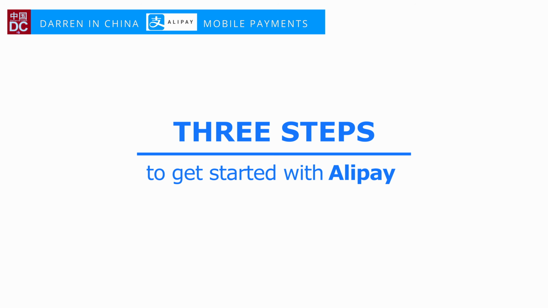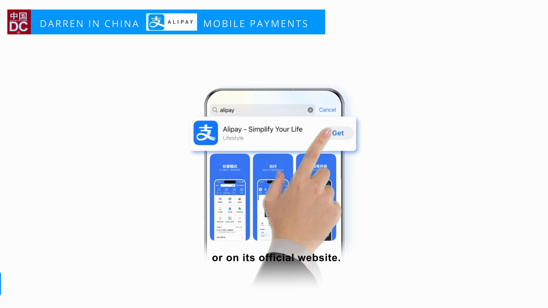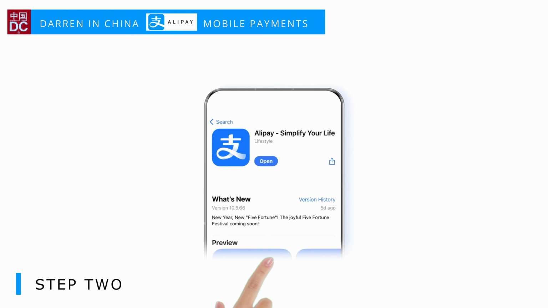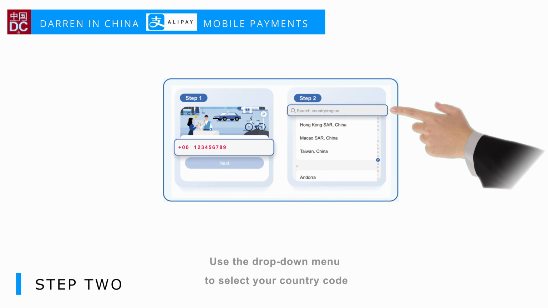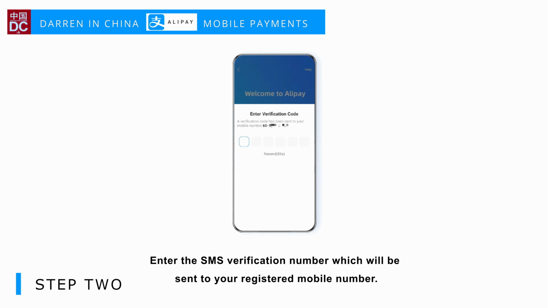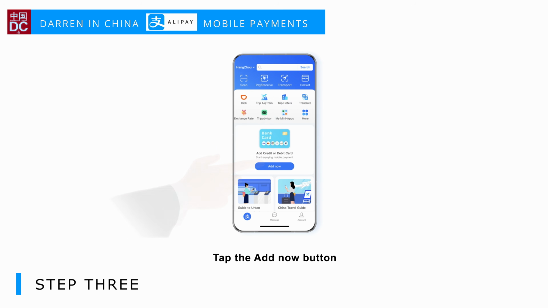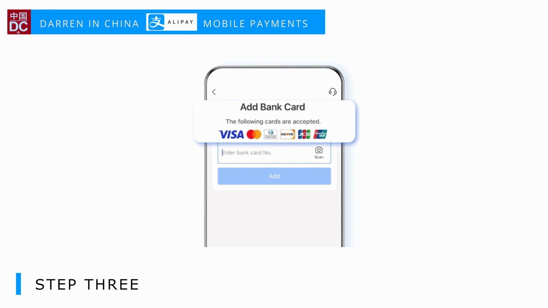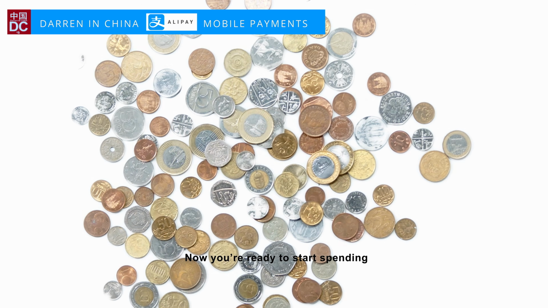3 steps to get started with Alipay. Step 1. Search to download Alipay in the App Store or on its official website. Step 2. Open the app and register with your mobile phone number. Use the drop-down menu to select your country code. Enter the SMS verification number which will be sent to your registered mobile number. Step 3. Click the Add Now button and enter your bank card number. Success! Now you're ready to start spending.